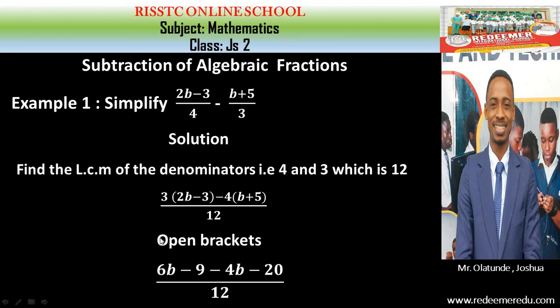The next step here is open bracket. 3 times 2b, we have 6b. 3 times minus 3, we have minus 9. Minus 4 times b, we have minus 4b. Minus 4 times plus 5, we have minus 20, all over 12.